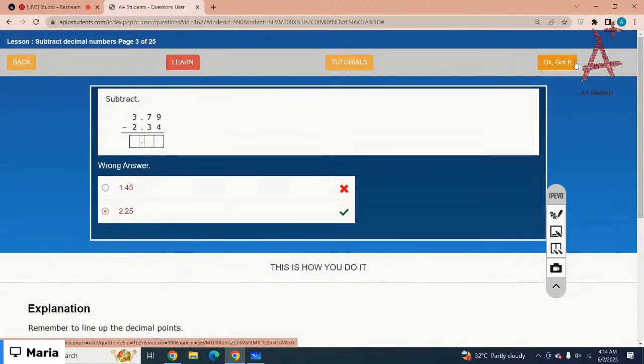How about 2.25? This isn't the correct option. The correct option is 1.45. Got it?